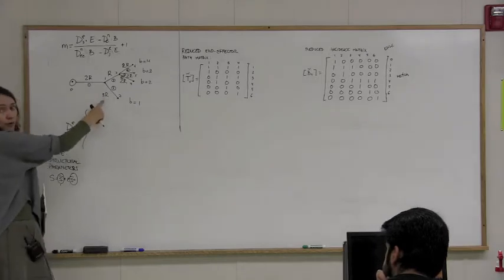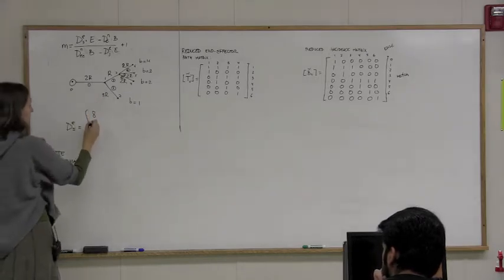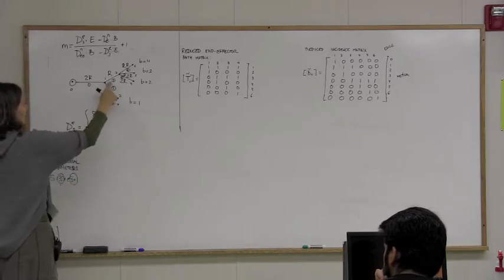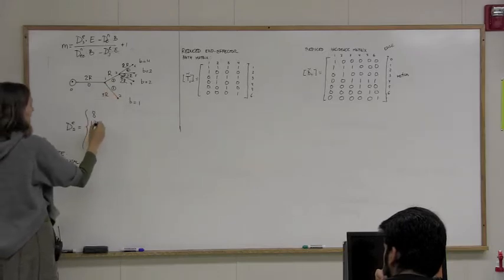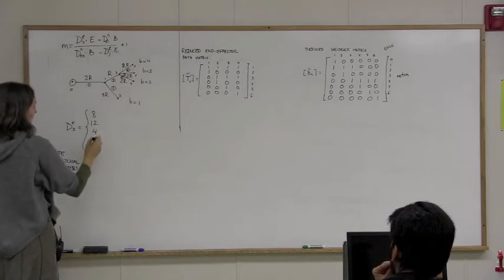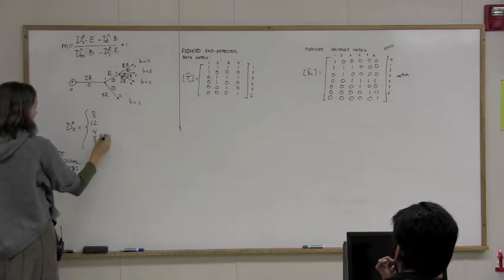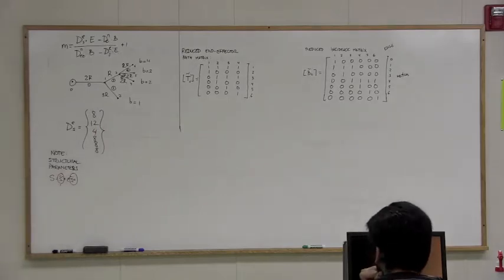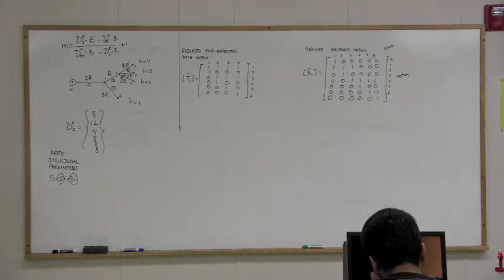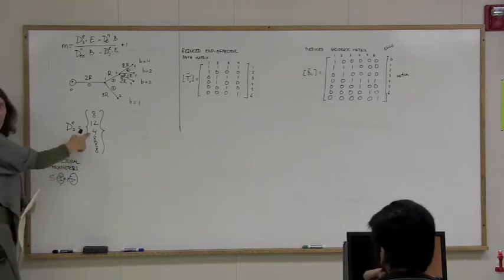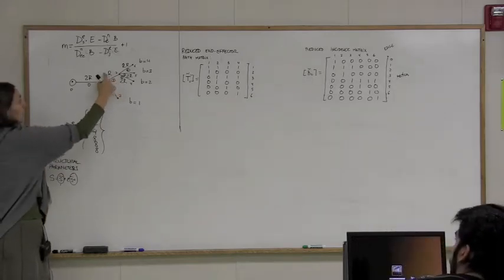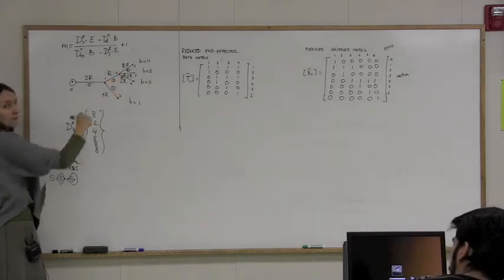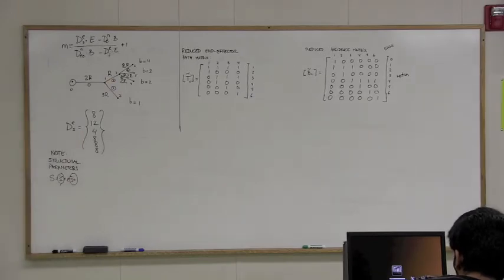Edge number 2, 3 revolute joints, 12. Edge number 3, 1 revolute joint, 4. This is 2, 2, 2, so it will be 8, 8, 8. The sum of all these elements in your vector should be the total number of structural parameters in your whole tree structure. Multiplying by 4? Yeah, this is for this edge. It's only a single revolute joint.